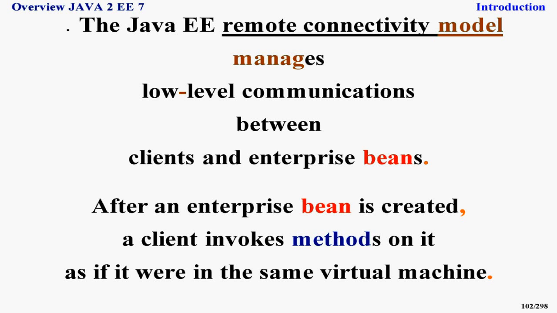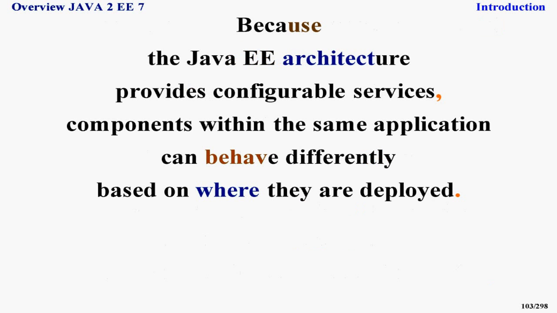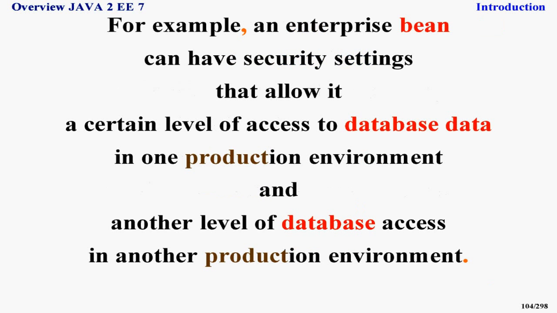After an Enterprise Bean is created, a client invokes methods on it as if it were in the same virtual machine. Because the Java EE architecture provides configurable services, components within the same application can behave differently based on where they are deployed. For example, an Enterprise Bean can have security settings that allow it a certain level of access to database data in one production environment and another level of database access in another production environment.